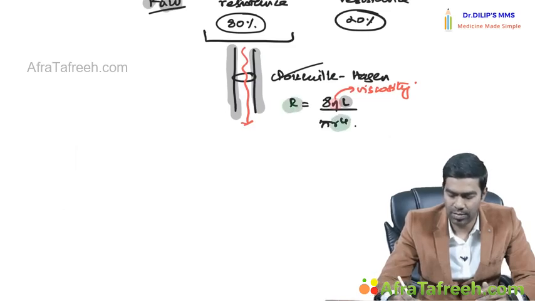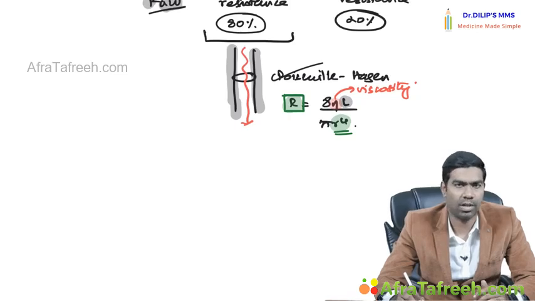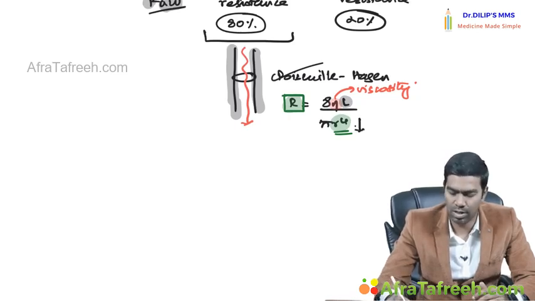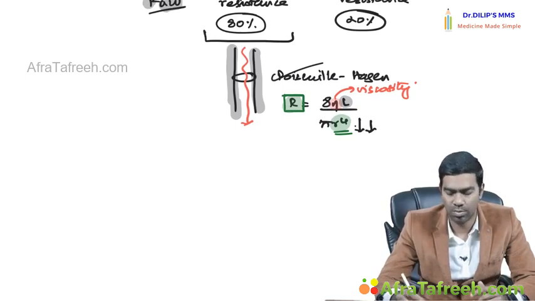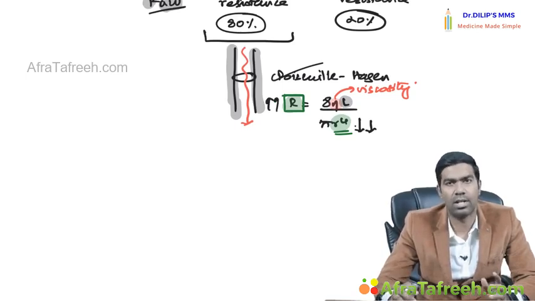The only changeable variable here in real time is the radius of the tube, which is going to have a very high impact on the resistance, which means the more the decline in the radius of the tube, the more the resistance, and it's a fourth power relationship. That's the idea. So in real time, the radius is the most important aspect that determines the resistance of the airways.